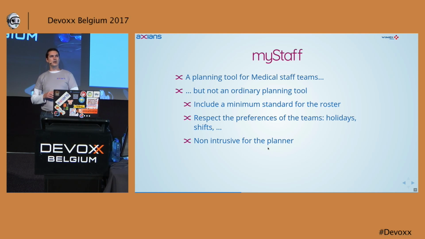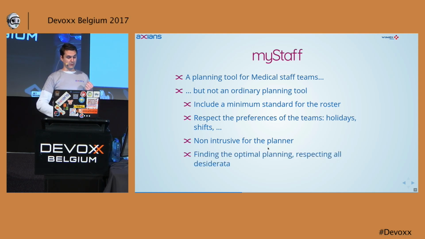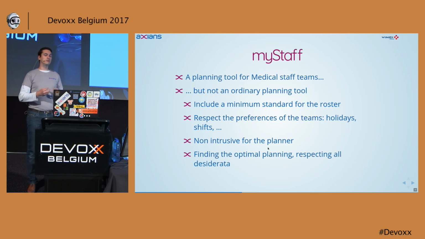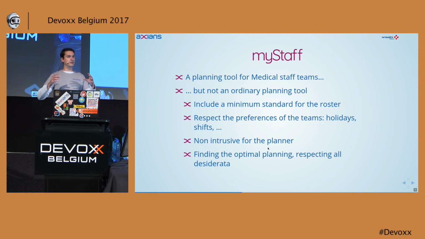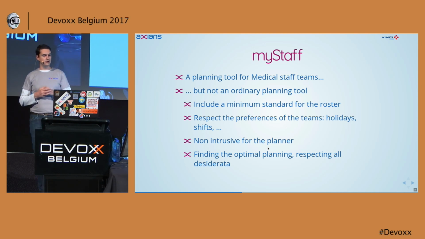The second or third one is the non-intrusive part for the planner. Basically, a planner in a traditional way of working has to think of all these kinds of variables, including, okay, I have to make sure that this doctor is there, and that this guy is on holiday, and this shift for this medical staff. Well, that's hard for the planner. So we want to make the tool MyStuff as easy as possible for the planner as well. And last but not least, of course, we need to find the optimal planning, respecting all these variables, all these desiderata.